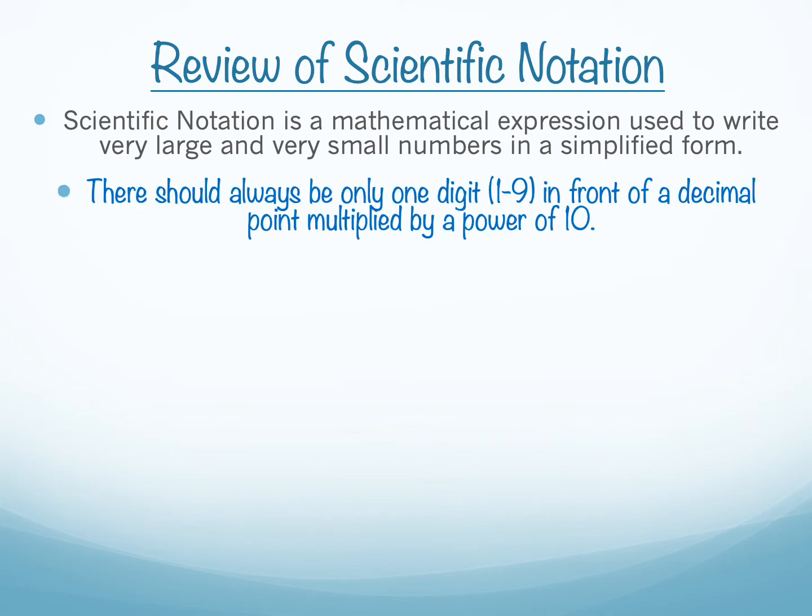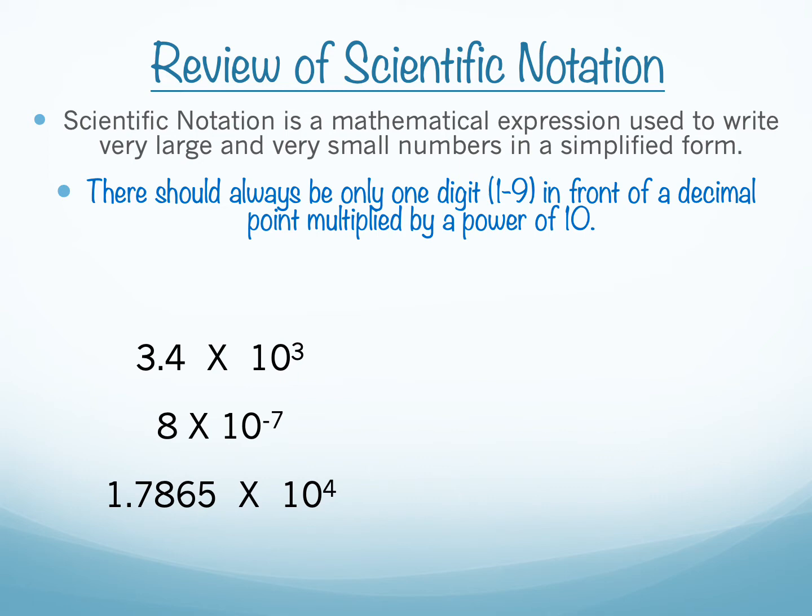This form will always have one digit in front of a decimal point. That digit can never be a zero, and it will be multiplied by a power of 10. Here are three examples of proper form for scientific notation.